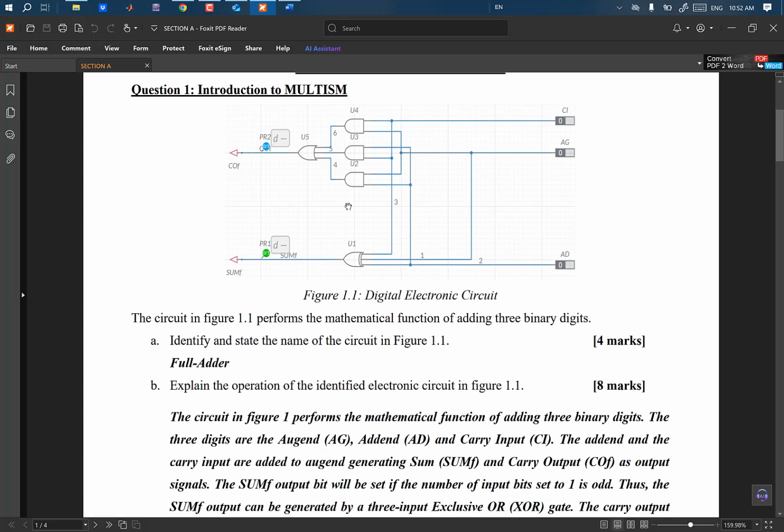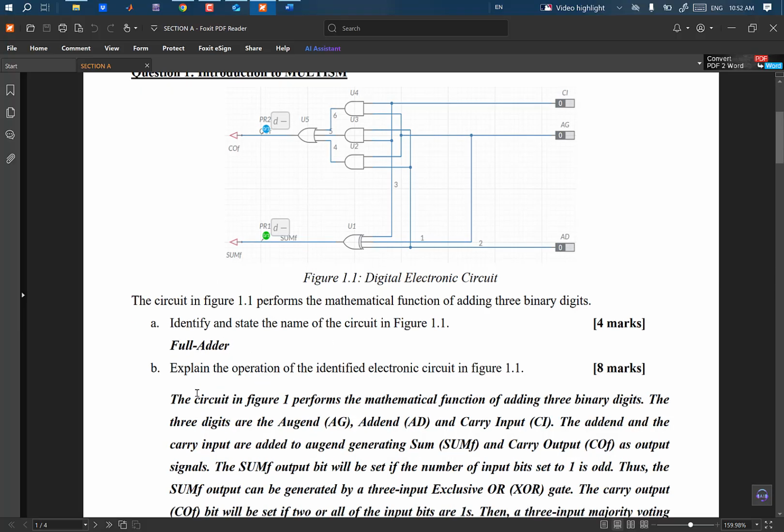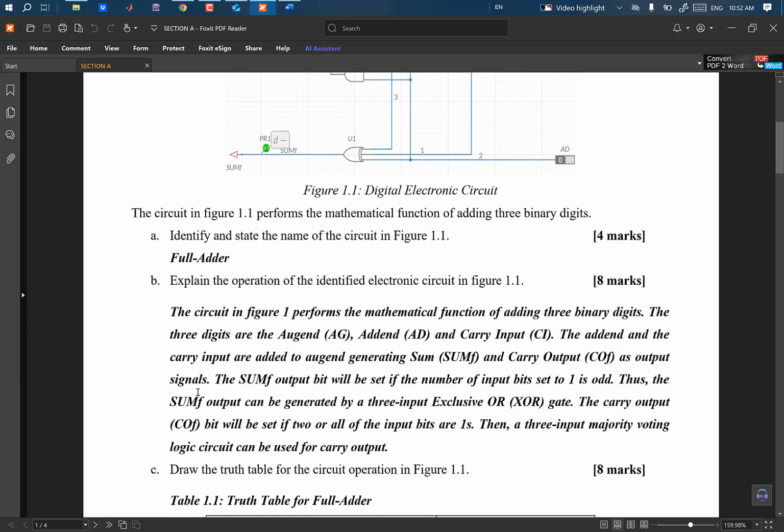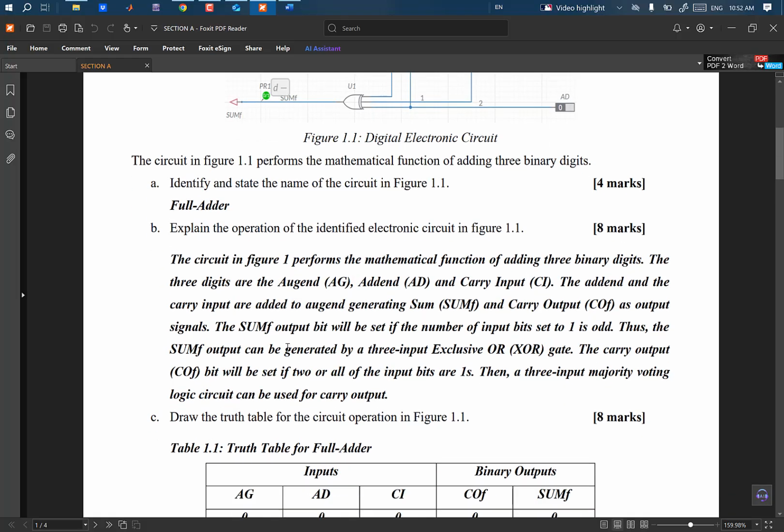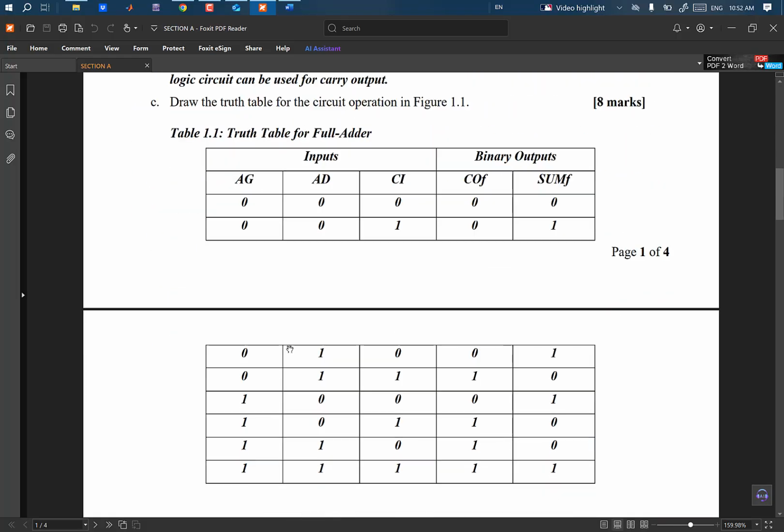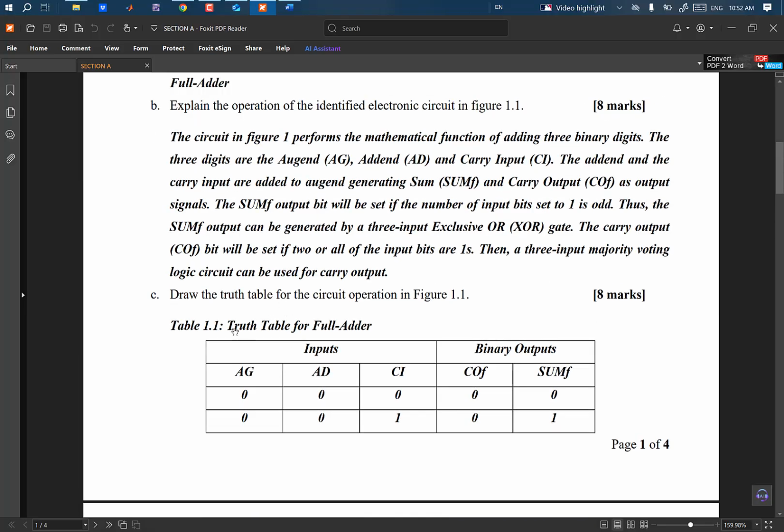So the question was to identify the circuit diagram, and it's basically a full adder. And then the next one was to explain the operation of the identified electronic circuit in figure 1.1. So that was what was expected. And then you were also asked to draw the truth table for the circuit operation.